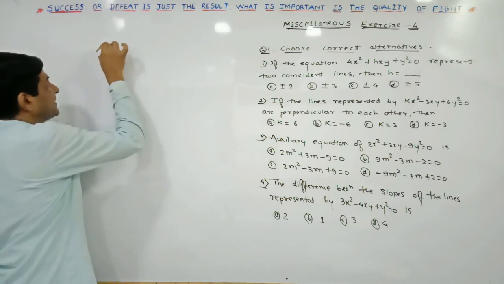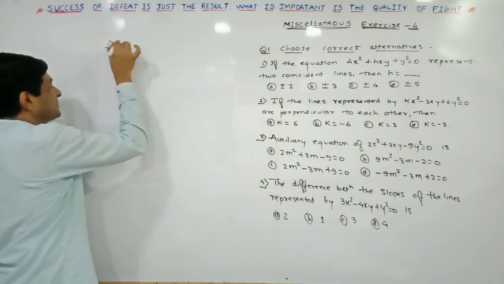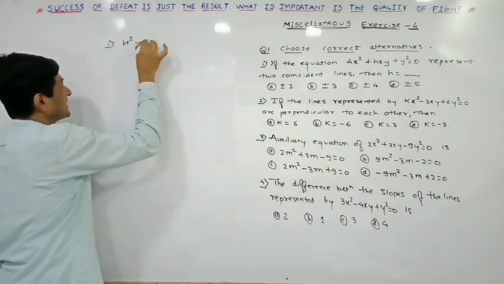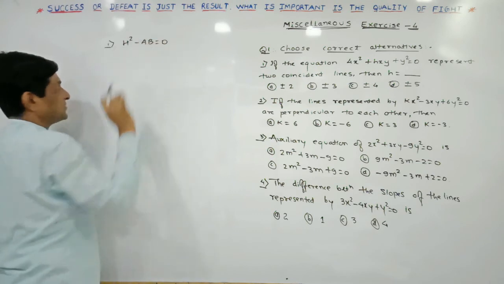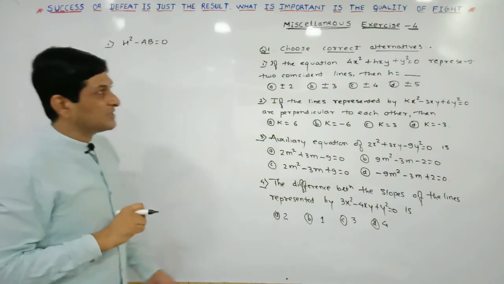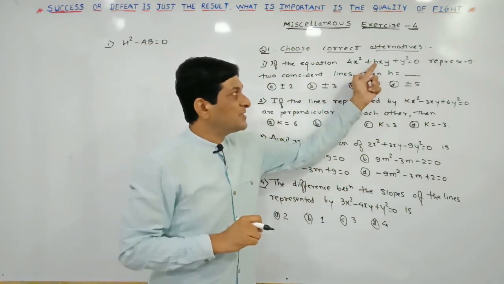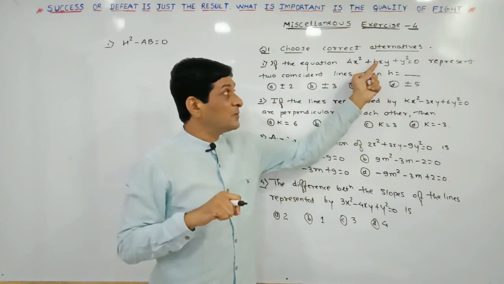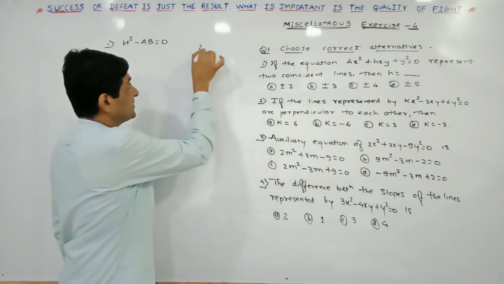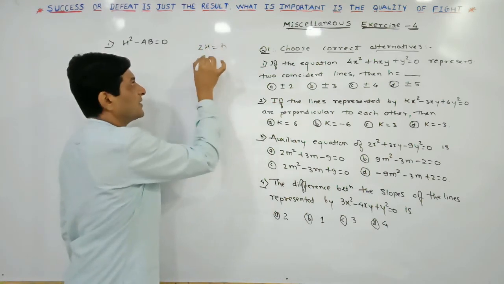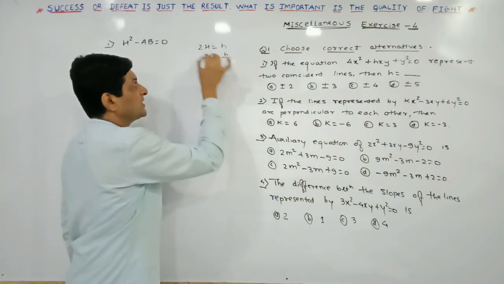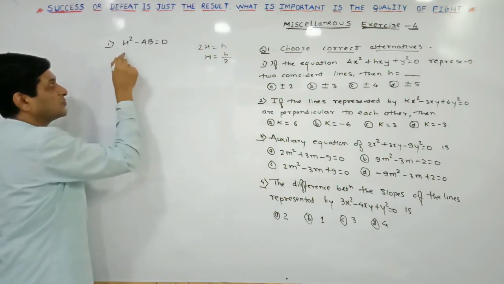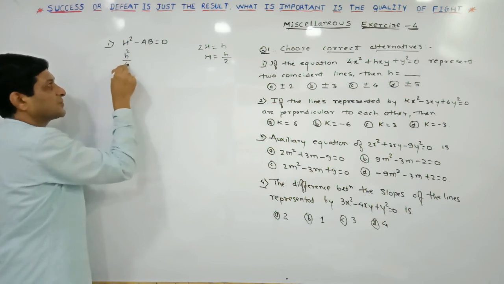We know that whenever the homogeneous equation represents a pair of coincident lines, at that time which condition is satisfied? h square minus ab is equal to what? 0. Now we are just substituting the value of h here. This is what? 2h. Coefficient of xy is 2h. 2h is equal to small h. Observe the given condition. 2h is equal to small h means h will be equal to what here? h by 2. So h square will be equal to h square upon 4.